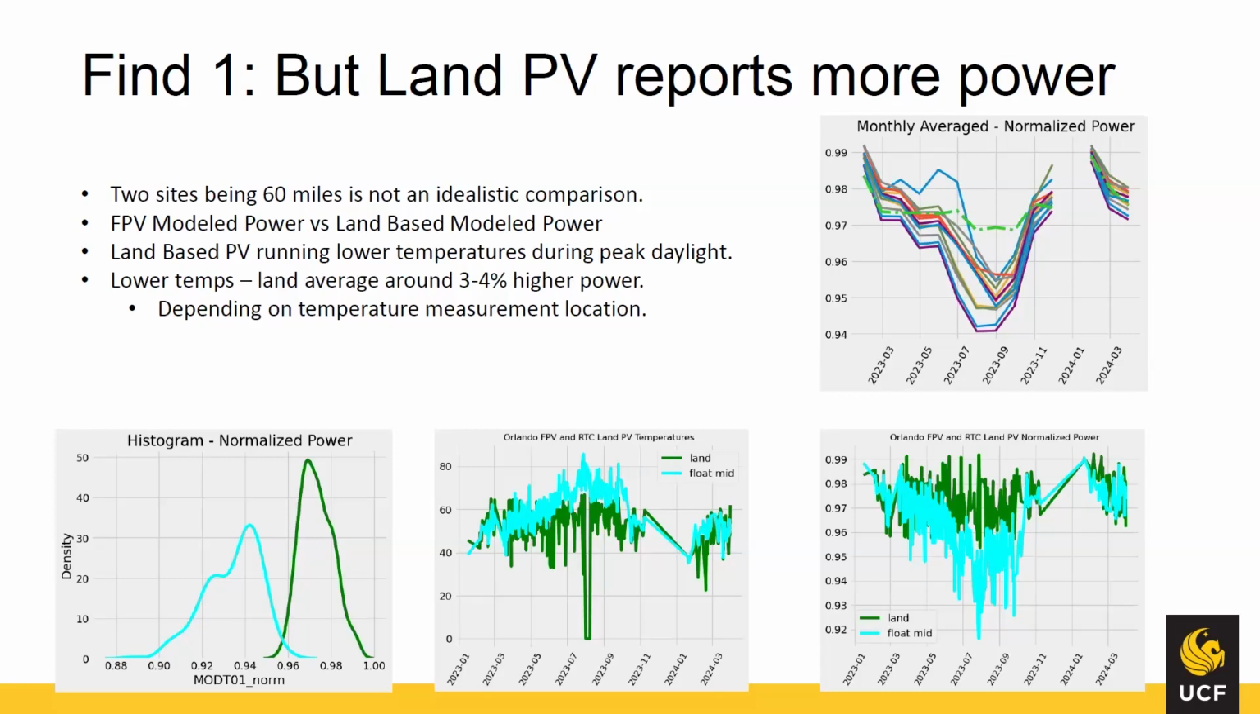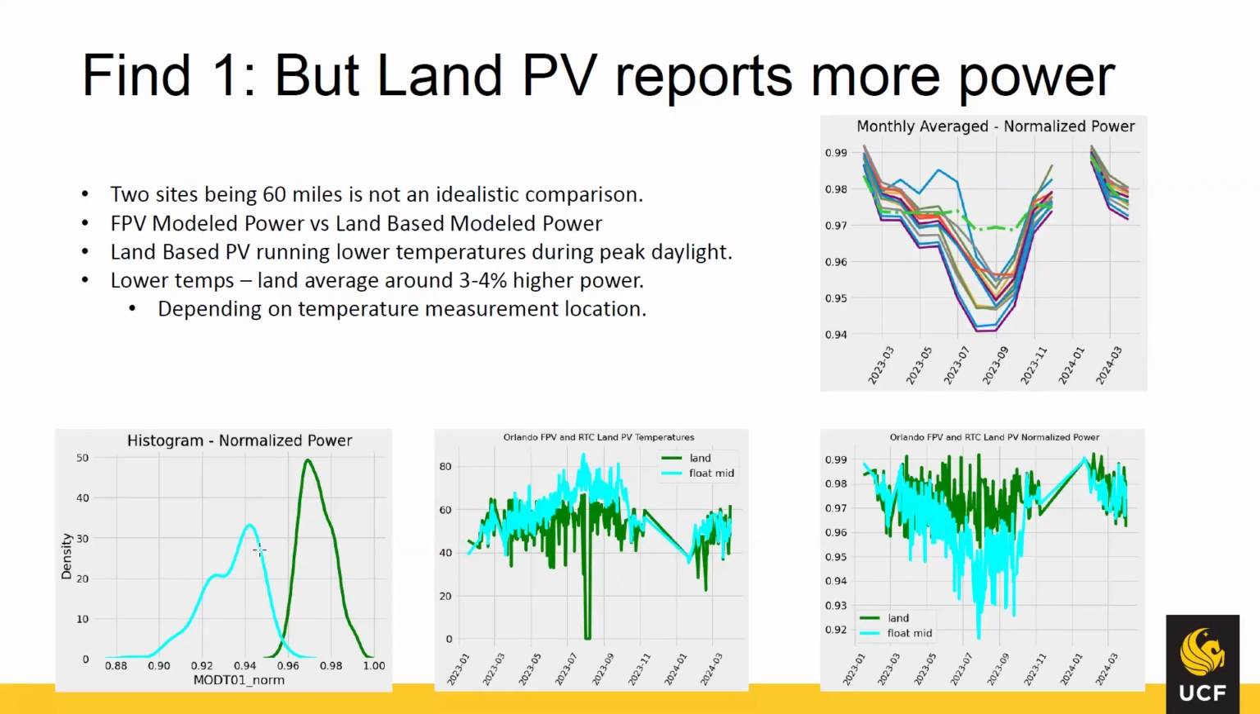The lower temperatures in this specific model and this data set averaged around 3 to 4% higher land power and energy versus the floating PV during certain months. And then in other months, the floating PV outperformed. So down below the histogram, just normalized power, just giving you a number of hits, kind of where we landed for the power for floating PV.